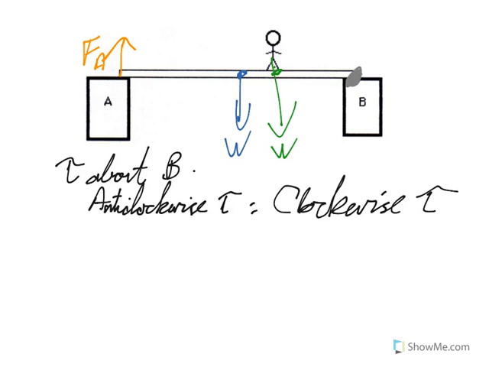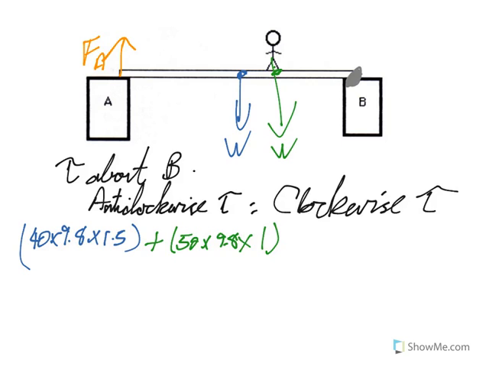So the weight of the beam is 40 times 9.8, and that's 1.5 metres from the end. The torque of the person is 50 times 9.8 times 1 metre from there. So it's 1 metre from here to here. And that equals FA times 3. When we get our calculator out, and again I've been lazy in the notes and used 10, not 9.8.